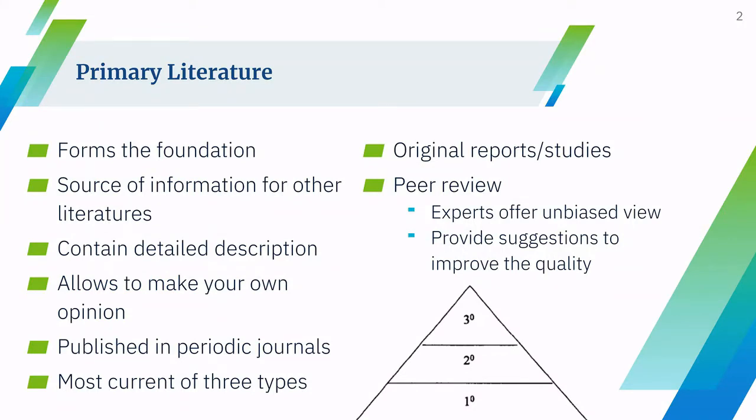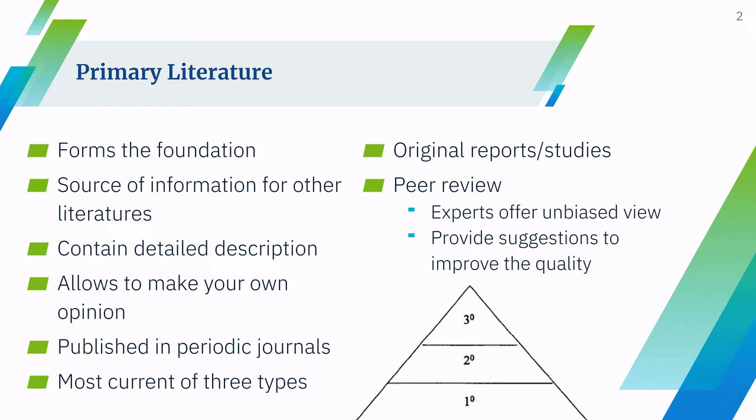Primary literature forms the foundation of the literature hierarchy. This type of literature is the source of information for the development of the tertiary and secondary literature resources. Primary literature is classified as original publications and consists of research studies, case reports, editorials, and letters to the editor.